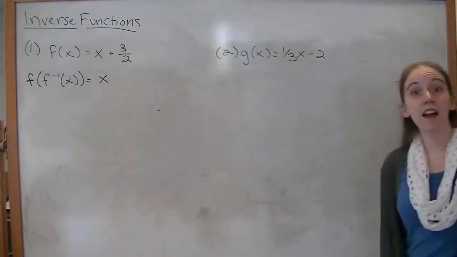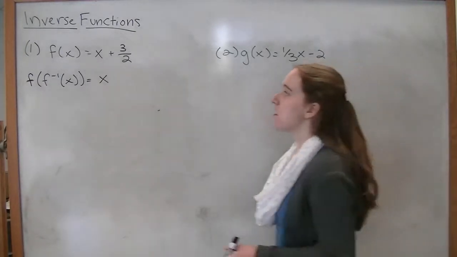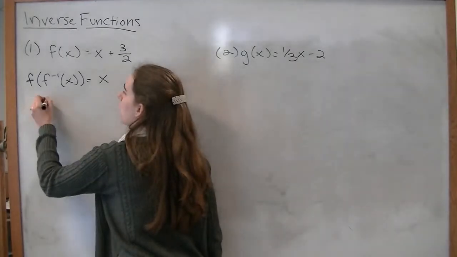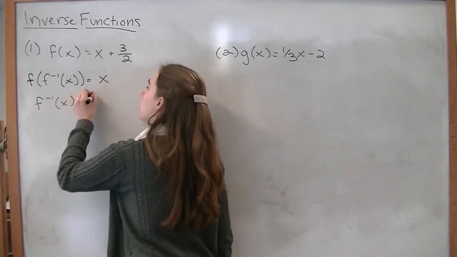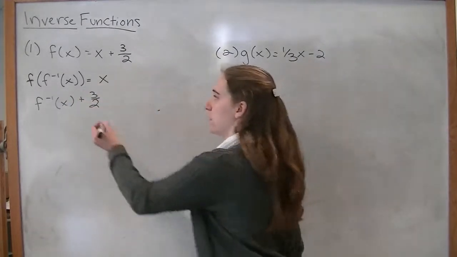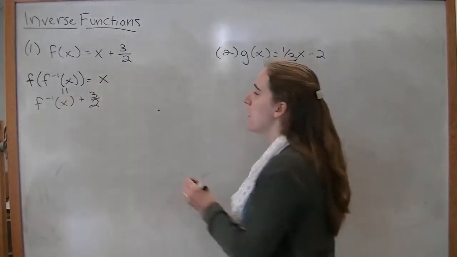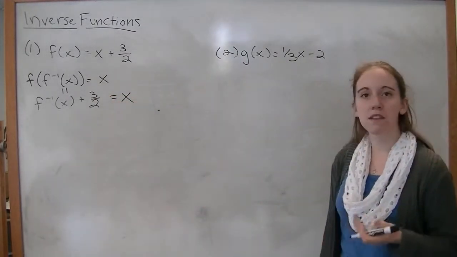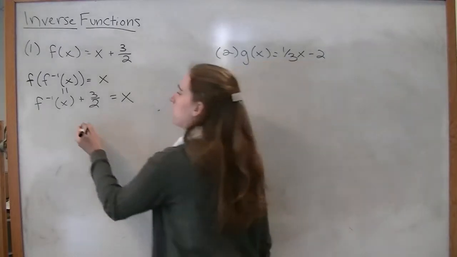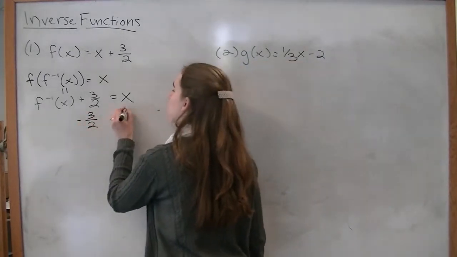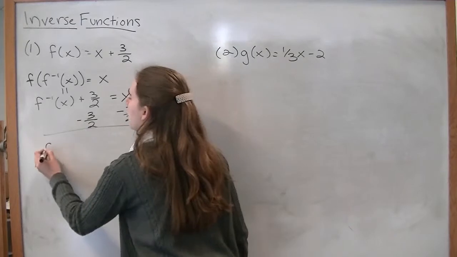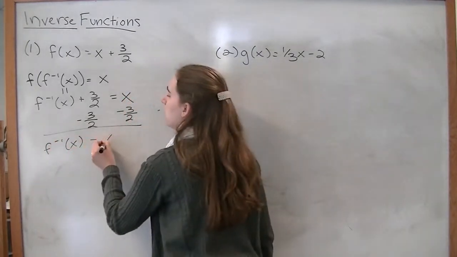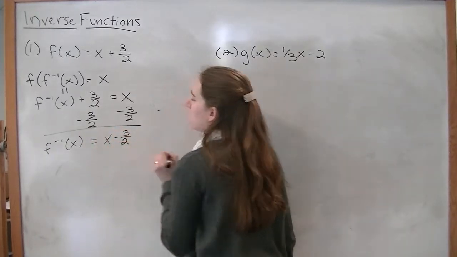So in order to find the inverse of f, we can just do exactly this. We can compose f with f inverse. So we get that, and we want that to come out to be just x. So all we need to do is solve for f inverse. Well, that's as simple as subtracting 3 halves from both sides. So we get that f inverse of x is equal to x minus 3 halves.